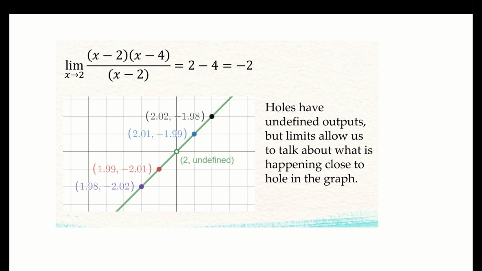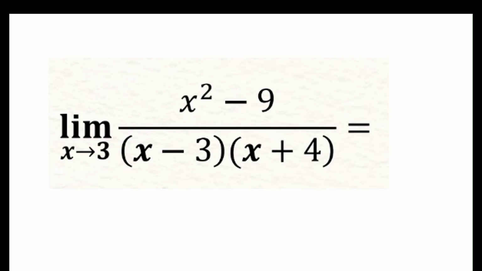So limits allow us to figure out what's happening in a function, even if the y value is undefined, because we can just plug in x values that are really close to where that undefined point happens. So here's another example where we are not allowed to just straight up plug in x equals 3, but we could plug in like 2.9999 or 3.00001, right?